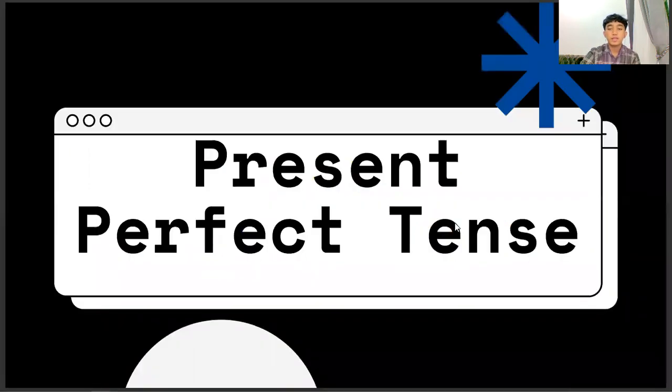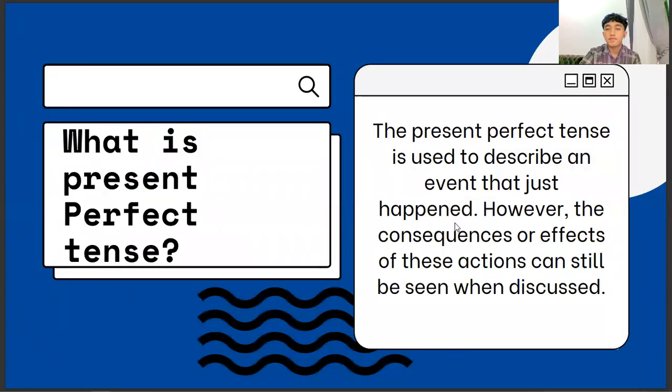Next is present perfect tense. What is present perfect tense? Present perfect tense is used to describe an event that just happened. However, the consequence or effect of this action can still be seen when discussed.